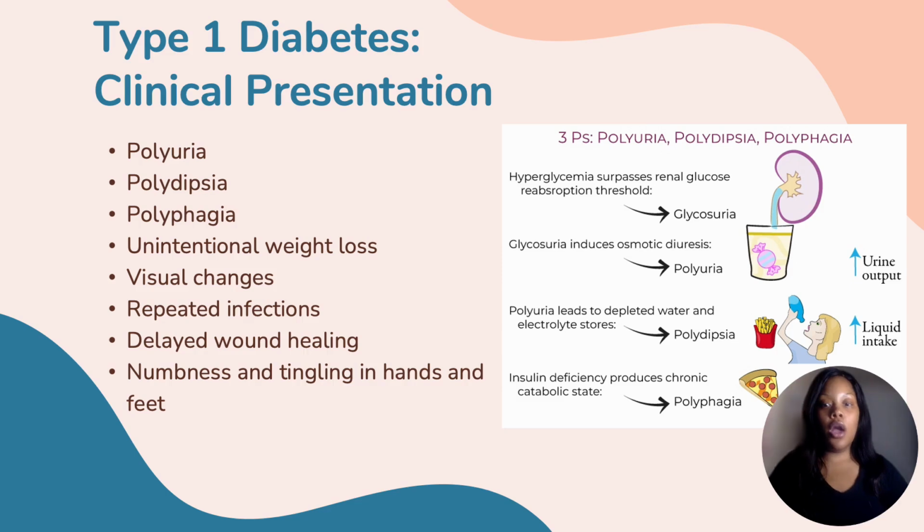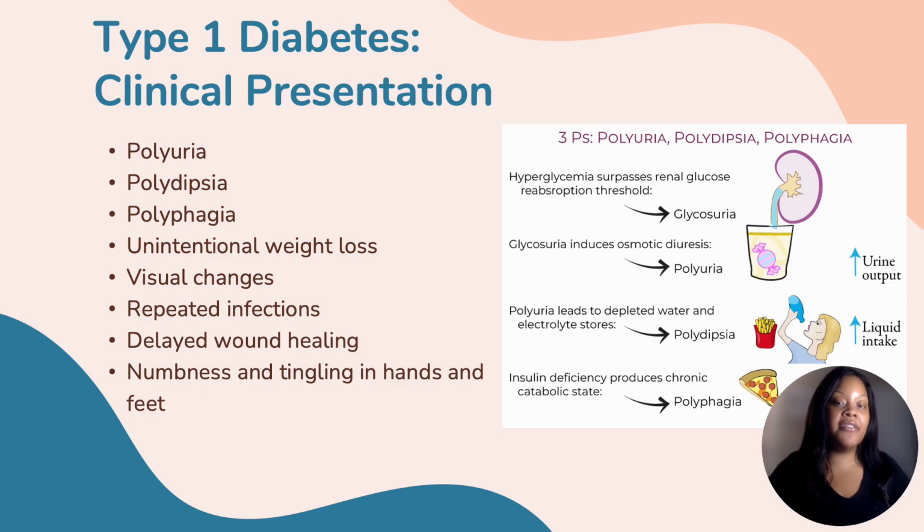All right, so how is your patient with type 1 diabetes going to look? Your 3 Ps: polyuria. What's happening with polyuria? They have to urinate so much. We're going to talk about this in the next slide because your presentations, your signs and symptoms, are kind of the same. So we're going to talk about that later on in type 2. Polyuria, polydipsia, polyphagia, unintentional weight loss.